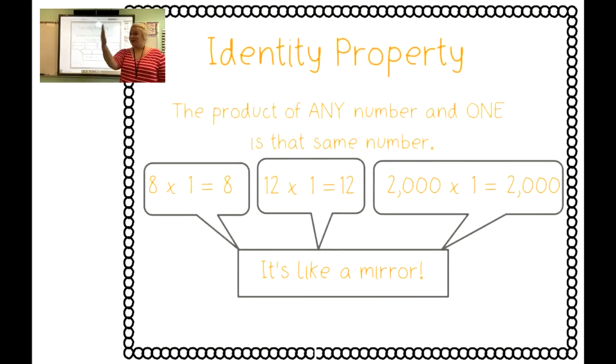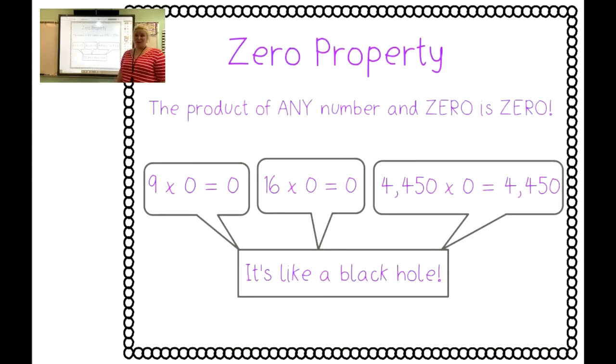The identity property, it's like your mirror. What do you see? It's a complete reflection. And the zero property is like a black hole, it's 0. Anything times 0 is 0.